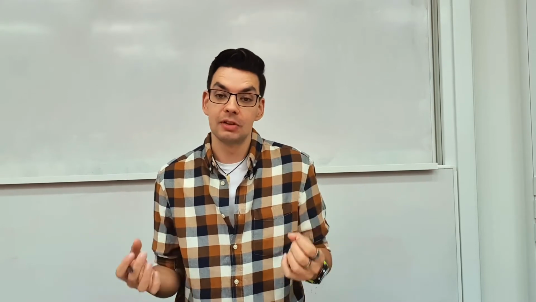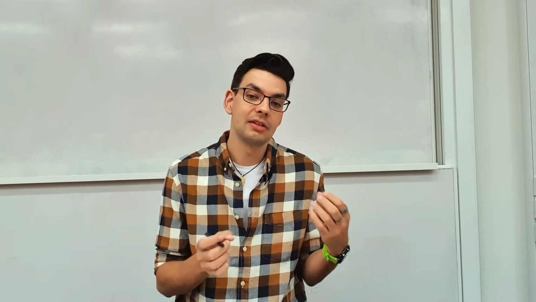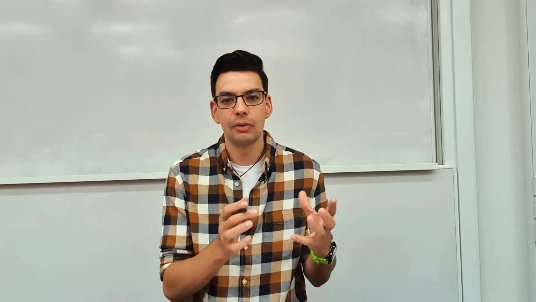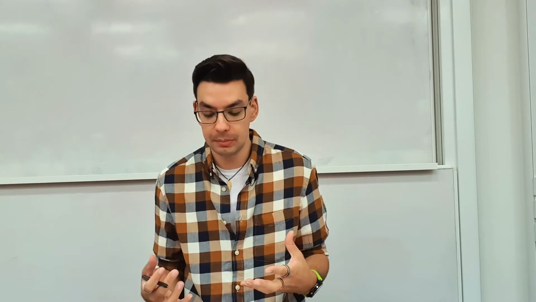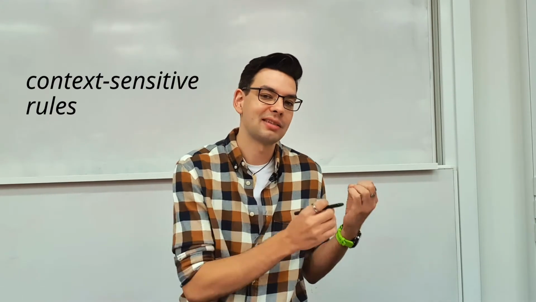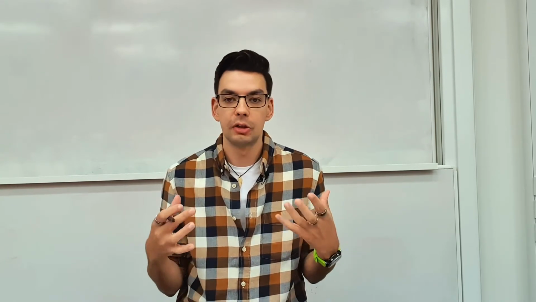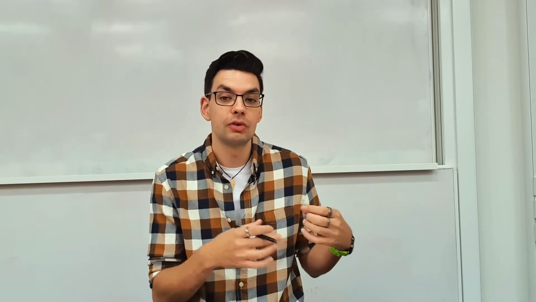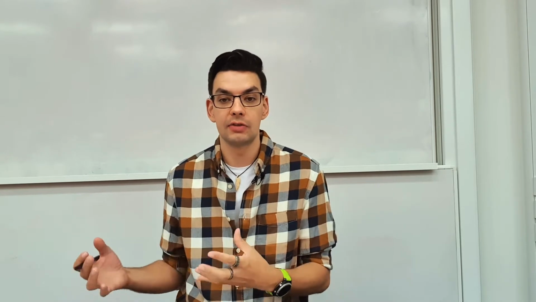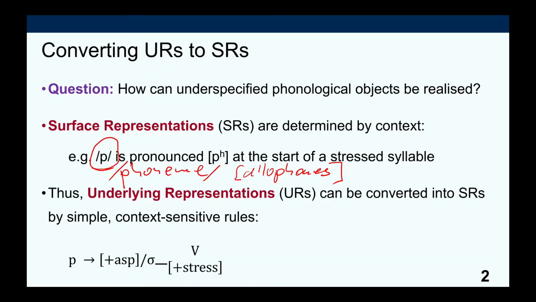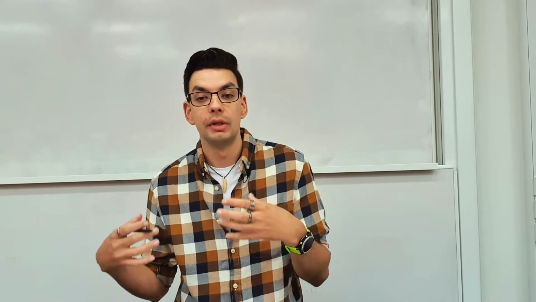Now, the underlying representation, in contrast to the surface form, as we've already said, is only stored with underspecified feature bundles, and this can now be converted into the surface representation by simple context-sensitive rules. So, for example, to encode the fact that an English speaker knows to supply aspiration at the start of a stressed syllable, we can write a rule like this. /p/ goes to plus aspirated when it is at the start of a syllable before a vowel that is plus stressed. Or in other words, /p/ is aspirated before stressed vowels.